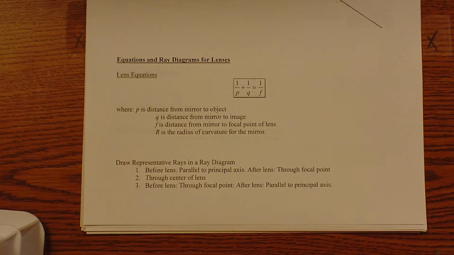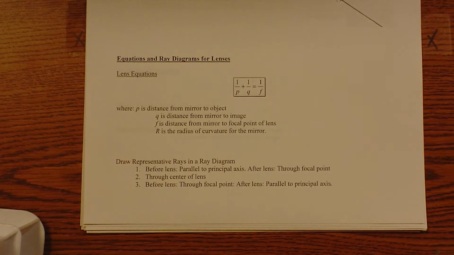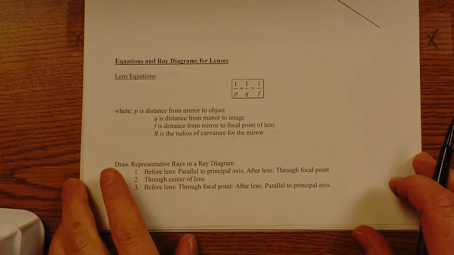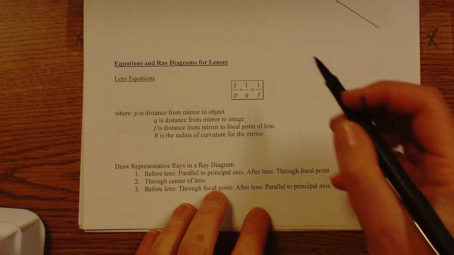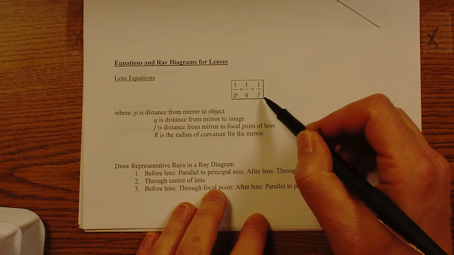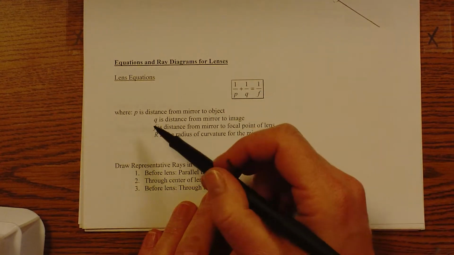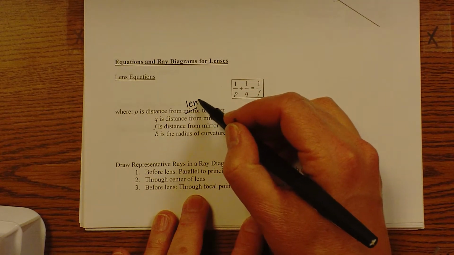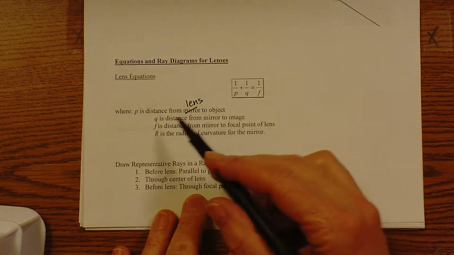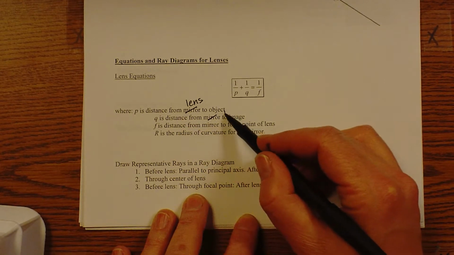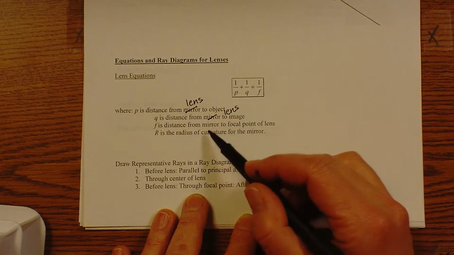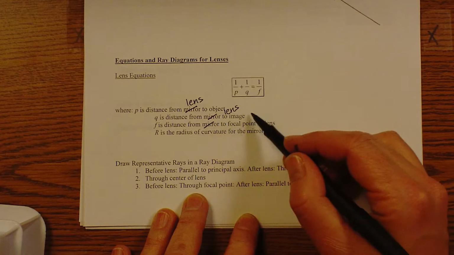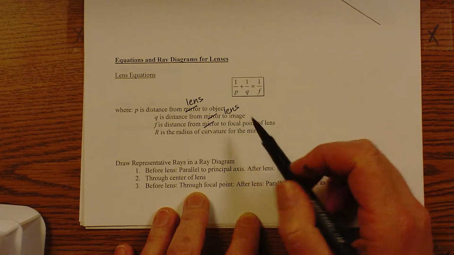Next, we'll be looking at equations and ray diagrams for convex lenses. I'd like to introduce you to the lens equation: 1 over p plus 1 over q equals 1 over f. P is the distance from the lens to the object. Q is the distance from the lens to the image. F is the distance from the lens to the focal point.